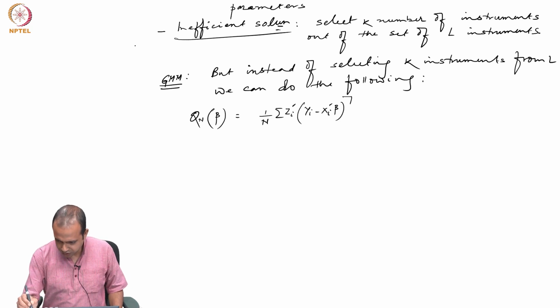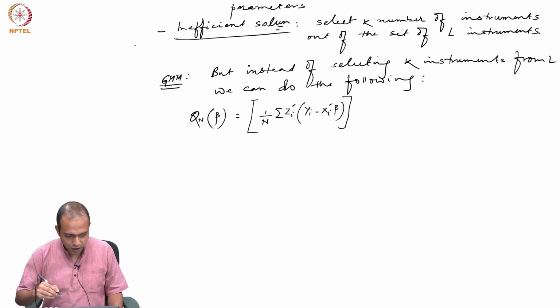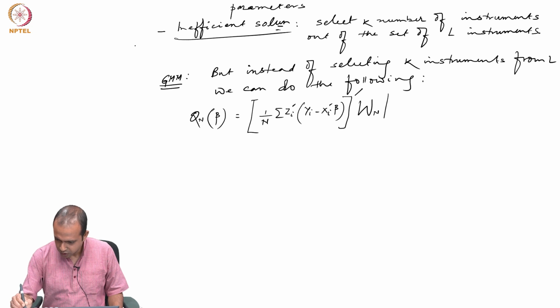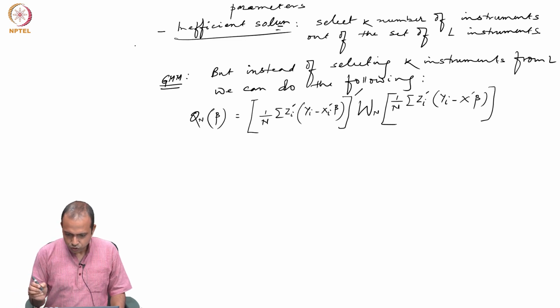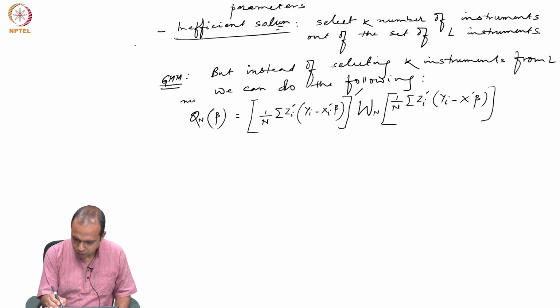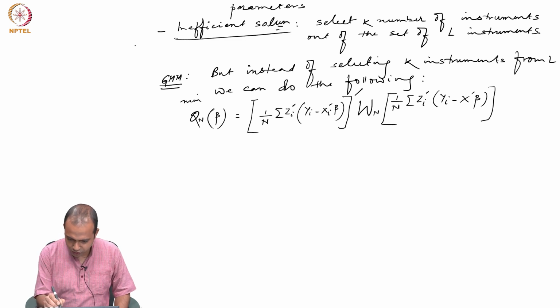Okay, this is the sample moment condition which we have derived earlier. We will use that, take the transpose of that, and then we will use a weight matrix W, and then we will multiply this by 1 by n sum of Zi prime yi minus xi beta. Okay, so we will minimize this. So this is called a quadratic loss function.